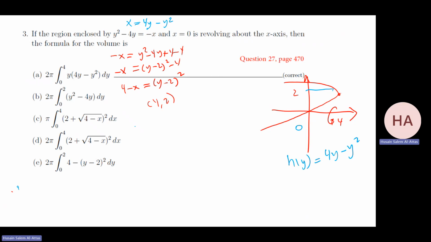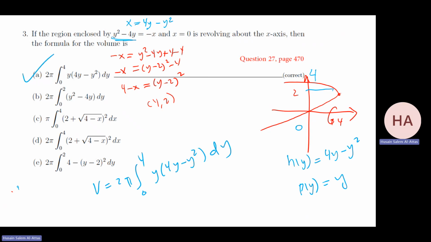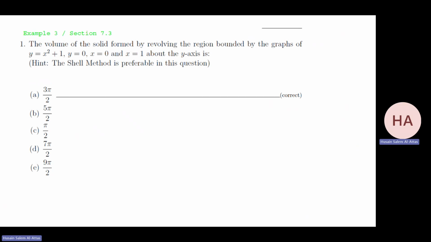So if I do this, I have what? If x equals 0, 4. It's very clear this is 4. 0 to 4. Yeah, because make this equal to 0. So I have y equals 0, y equals 4. And p of y will be y. So the volume will be 2 pi from 0 to 4, y, 4y minus y squared dy. What is this one? This will be the last one. Solid.